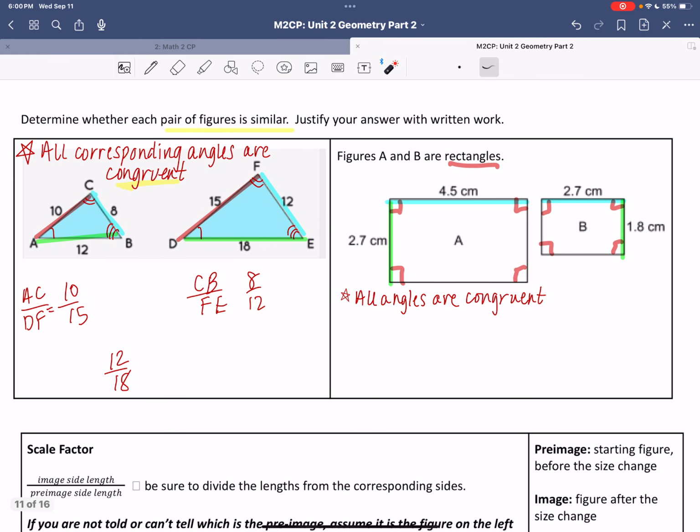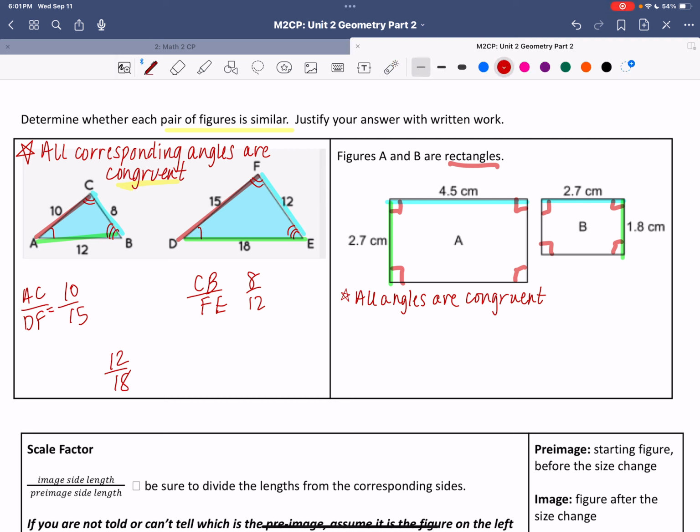All right, so now we need to figure out if the sides are similar. So remember, if sides are similar, the corresponding angles are congruent, but the sides are proportional. So let's find this out. So I have angles. So A goes with D. C goes with F. B goes with E. And this is what we're going to figure out, if the corresponding sides are proportional.